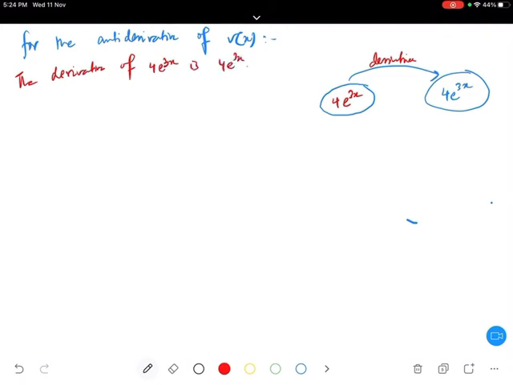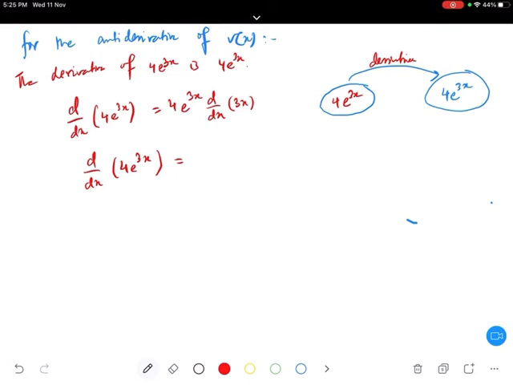Now we have to differentiate 4 e to the power 3x. So d dx of 4 e to the power 3x is equal to what? Let us differentiate this one. First thing, 4 will come out. Now differentiation of e to the power 3x is e to the power 3x itself. 4 e to the power 3x, then differentiation of 3x is 3. So let us write this as: d dx of 4 e to the power 3x is equal to, 3 will come out here, 3 into 4 e to the power 3x.